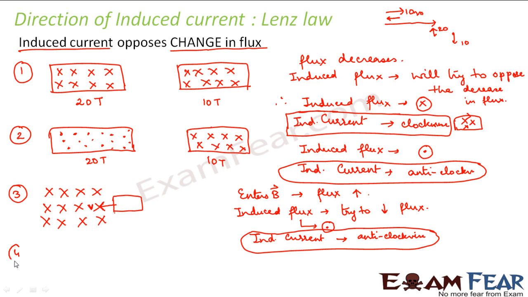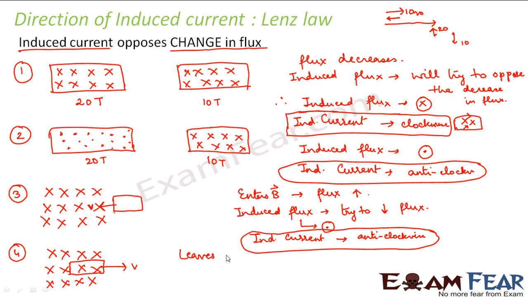Let us consider one more scenario where you again have a magnetic field like this, and there is this loop which is going out of the magnetic field. Let us suppose you have this loop which is going out of the magnetic field with some velocity v.